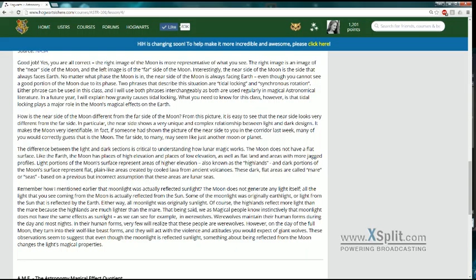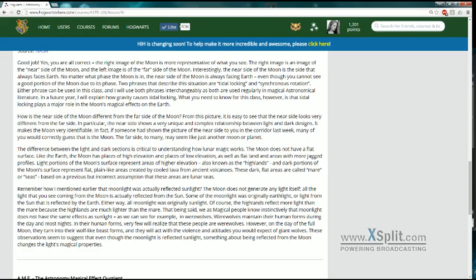The difference between the light and dark sections is critical to understanding how lunar magic works. The moon does not have a flat surface. Like the Earth, the moon has places of high elevation and places of low elevation, as well as flatlands and areas with more jagged profiles.